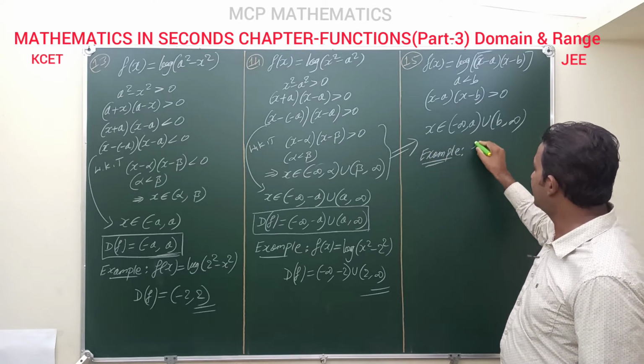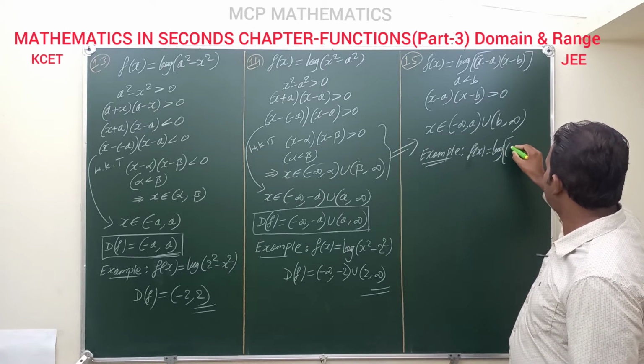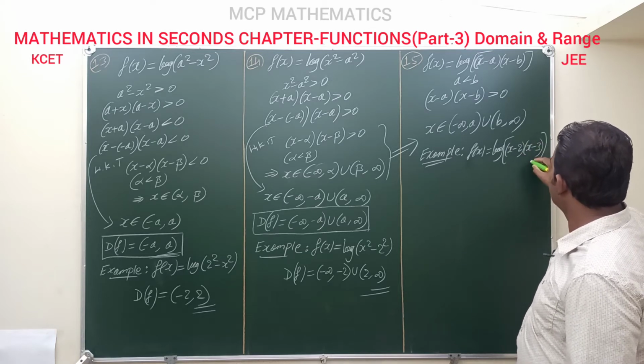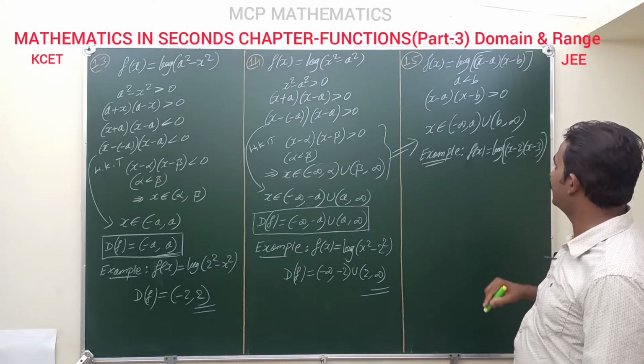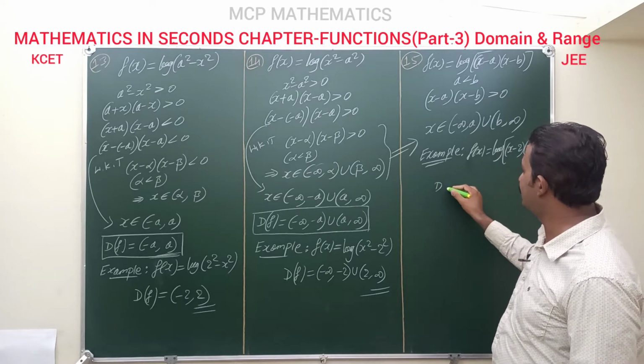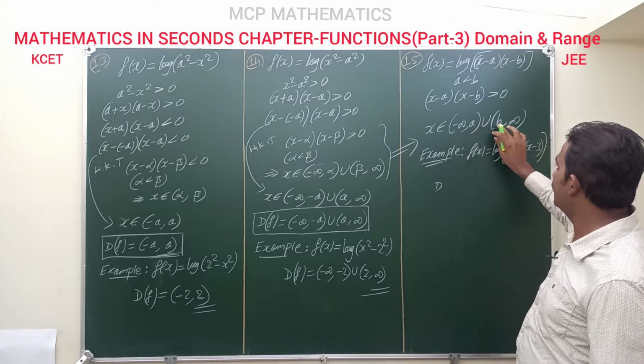f of x is equal to log of (x minus 2)(x minus 3). Here 2 is less than 3. In the place of a, 2 is there; in the place of b, 3 is there. Directly write down the domain of this function. Here the domain is minus infinity to a, b to plus infinity.